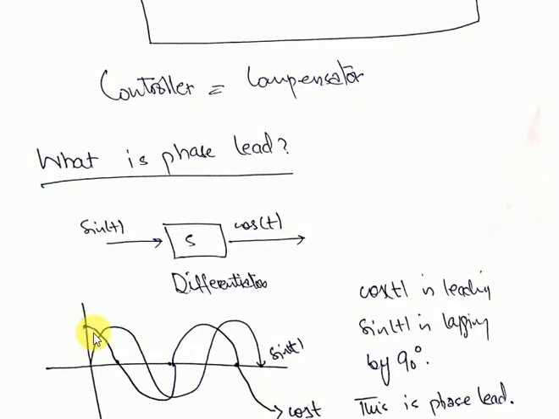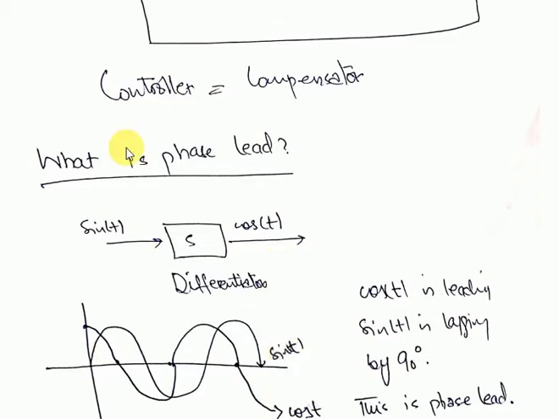Cos is leading by 90 degrees from the input sine t, or you can say sine t is lagging behind the signal cos t. So when the output is leading and the input is lagging, if there is a compensator of that kind, it will be a lead compensator, in which the output would be leading the input. So cos is leading, sine is lagging by 90 degrees, so this is phase lead.